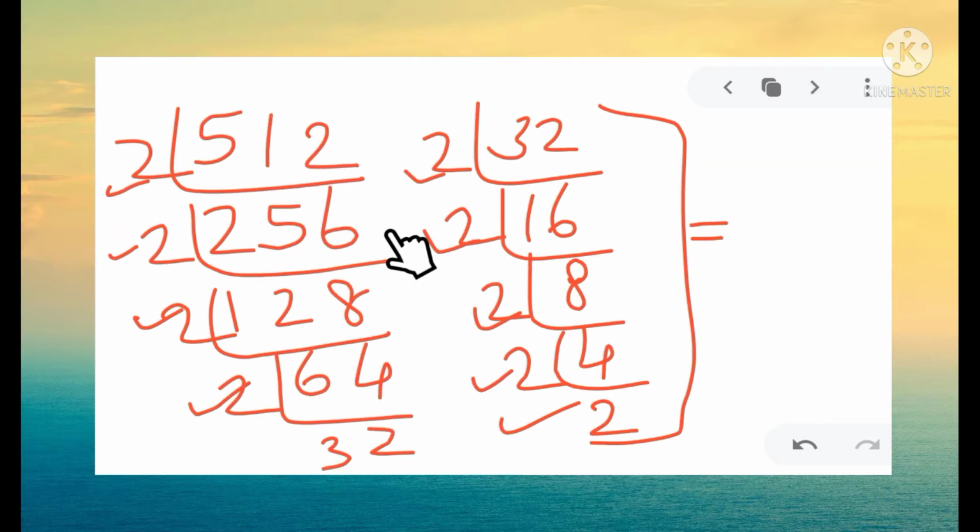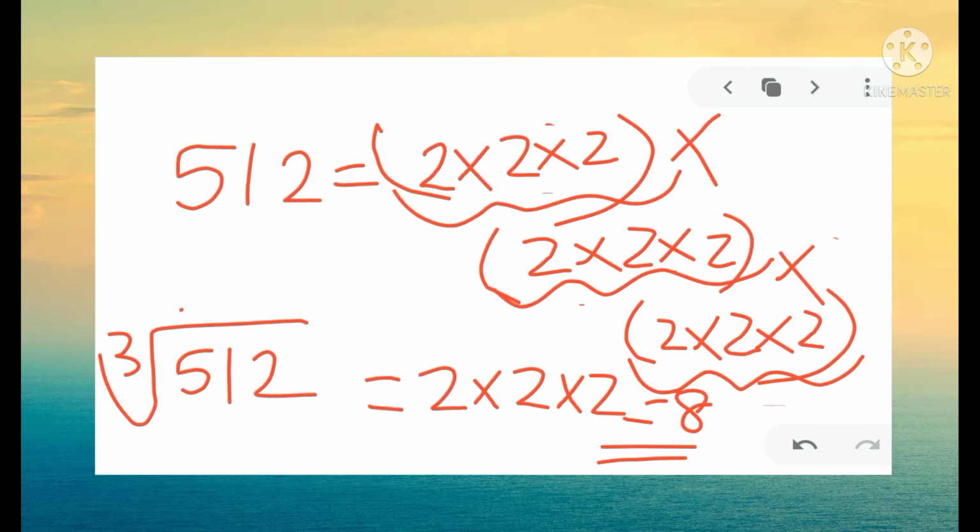After factorizing 512, we got 9 2's. That means we multiplied 2 9 times, then we got 512. Then look into the groups. First group 3 2's, second group again 3 2's, third group contains again 3 2's. That means 2 multiplied 3 times. Which number is multiplied 3 times, that makes a group. Here only 2 is the number.